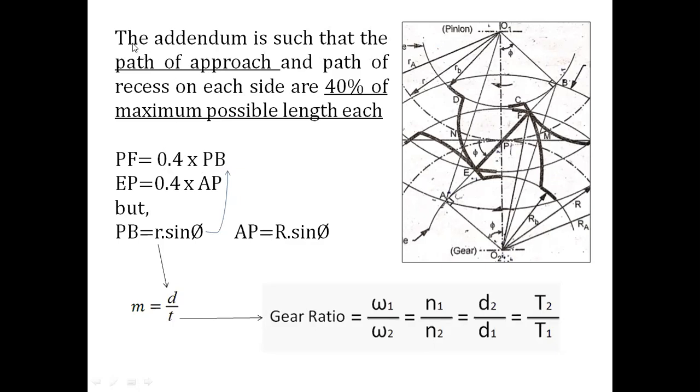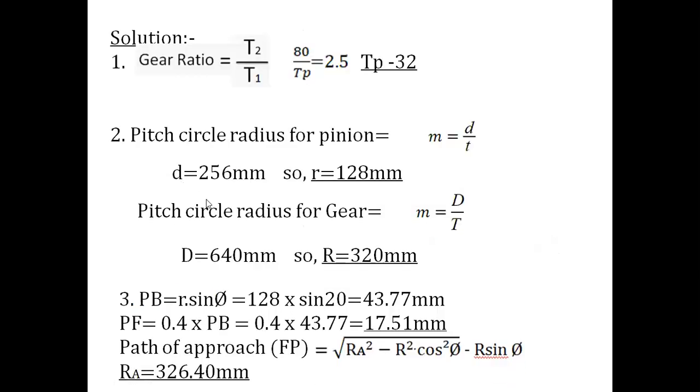If in the examination it is given that the addendum is such that the path of approach and path of recess is 3 by 4 times the maximum possible length, then PF is equal to 3 by 4 into PB, and EP is equal to 3 by 4 into the maximum possible length. Clear? You have to understand this clearly while solving the numericals. Different cases will be asked in the examination: half the maximum possible length, 3/4 of the maximum possible length. At that time, only this value will change here. The rest of the numerical will be the same.